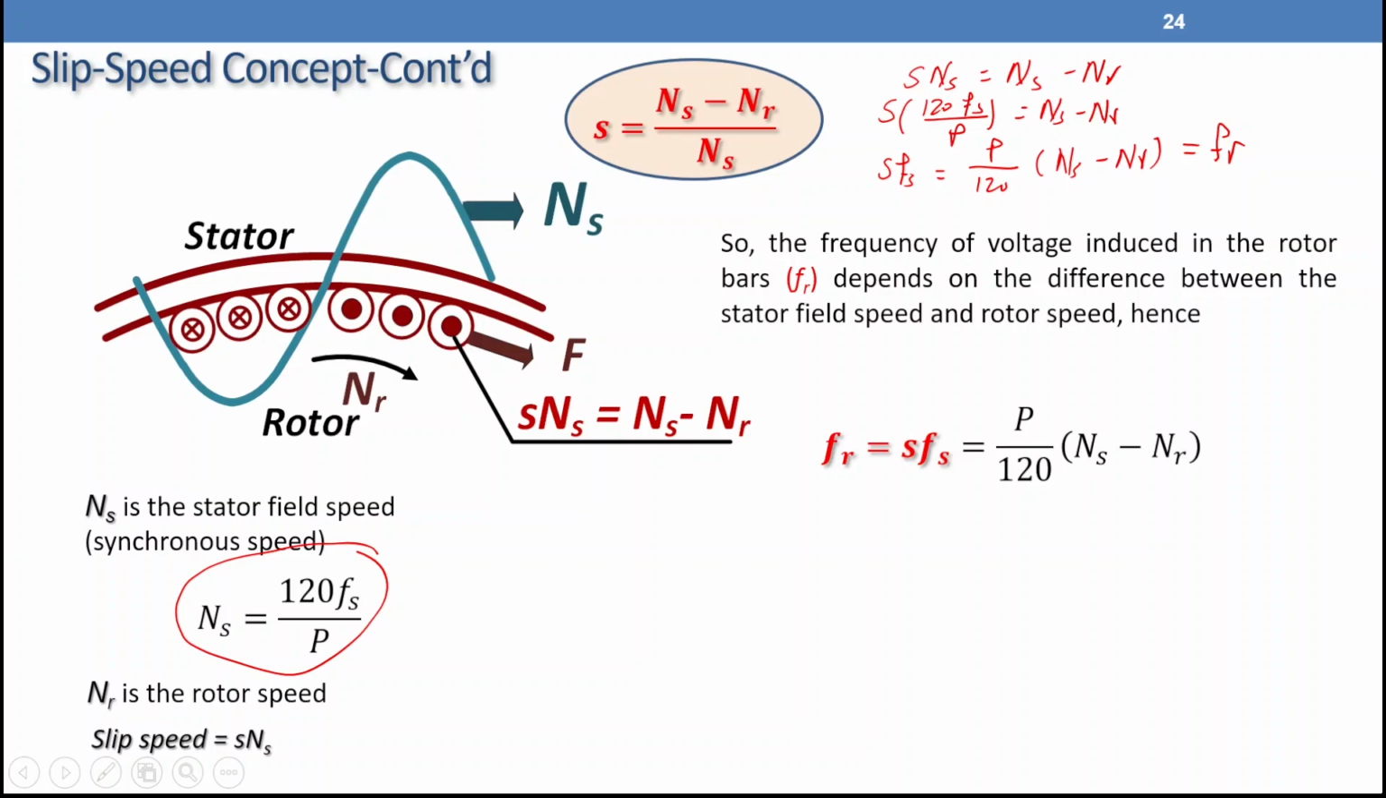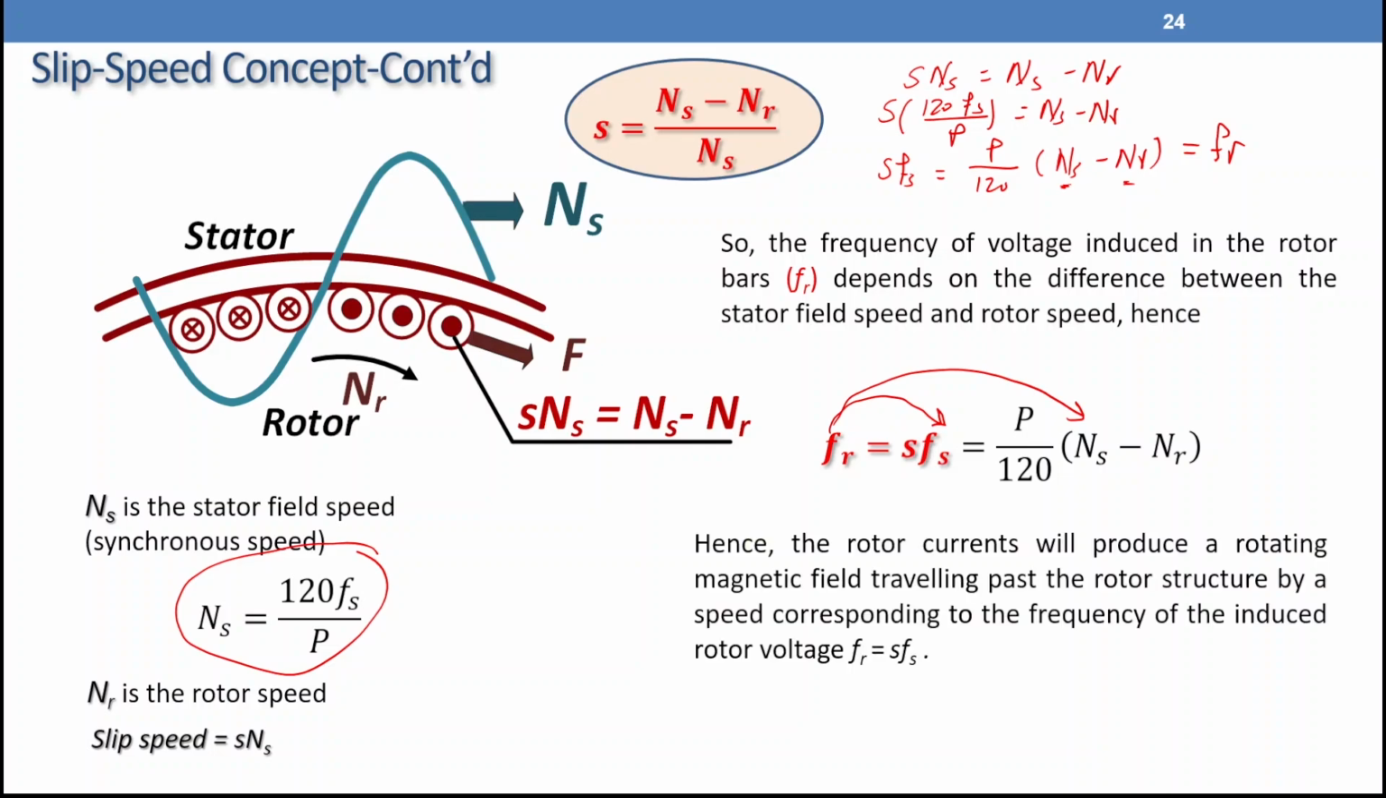So the frequency of the voltage induced in the rotor bars, Fr, depends on the difference between the stator field speed and the actual rotor speed. And Fr equals S Fs. So this frequency depends on the supply frequency by the term S and the difference Ns minus Nr. Once you have a voltage induced in these rotor bars, you have a current, and this current is going to produce a rotating magnetic field in the rotor, running at a speed corresponding to the frequency of the induced rotor voltage, where Fr equals S Fs.